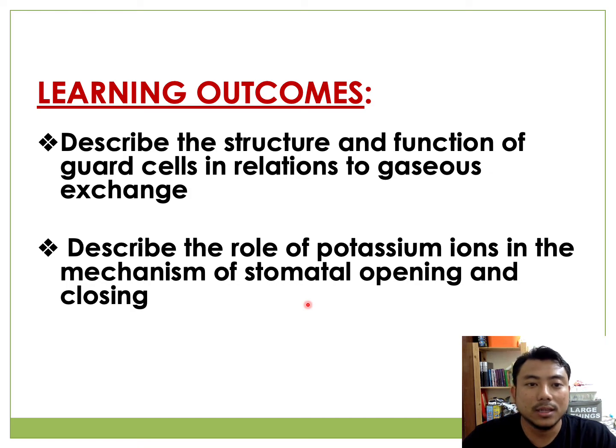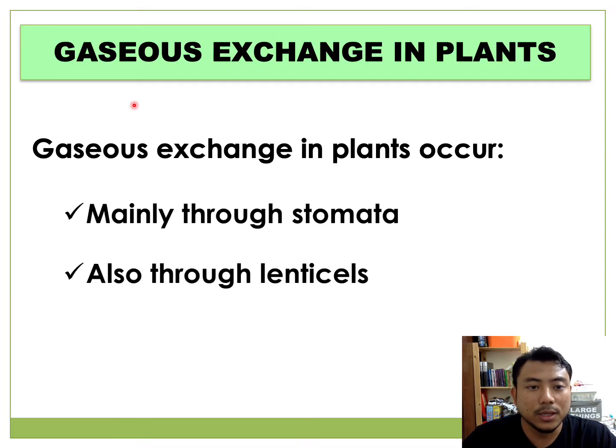So basically in this subchapter 7.2, what we're going to discuss is how plants carry out their gaseous exchange. Previously we have learned about how we do gaseous exchange because we have lungs, we have a heart. But for plants, how do they do it? They really depend on stomatal opening and also on lenticels, which we're going to look at soon. So here, gaseous exchange in plants.